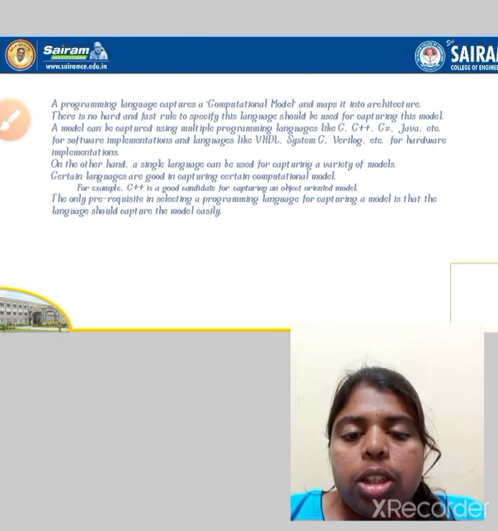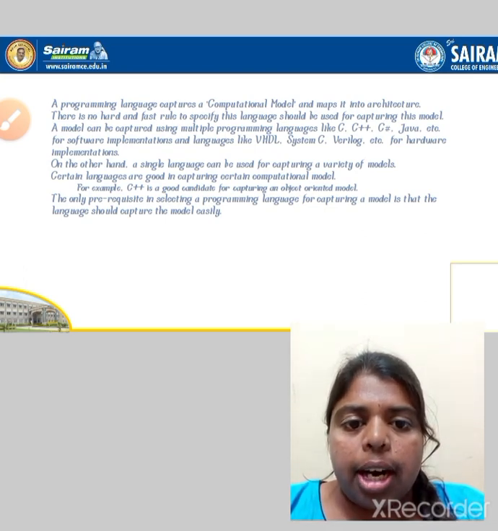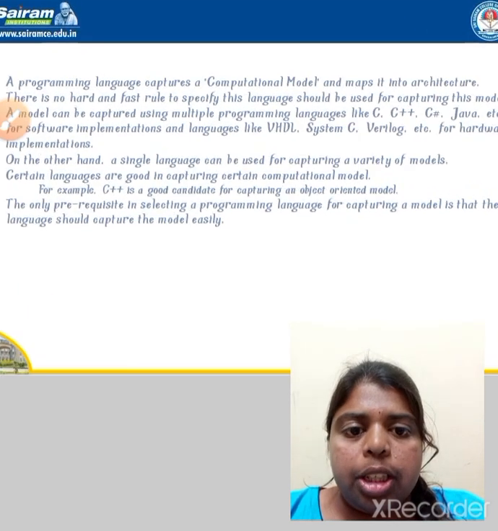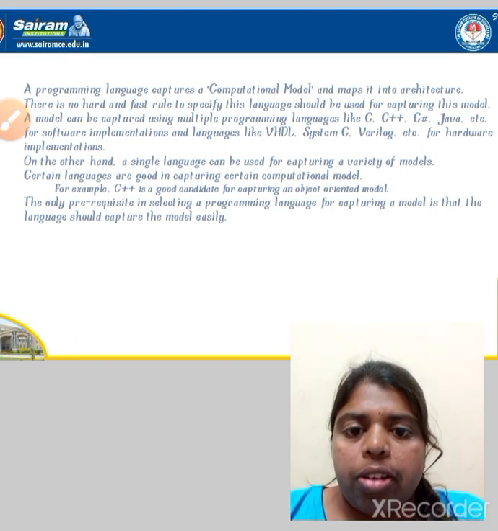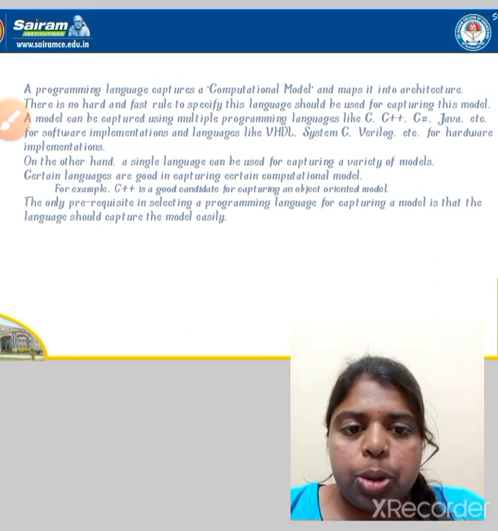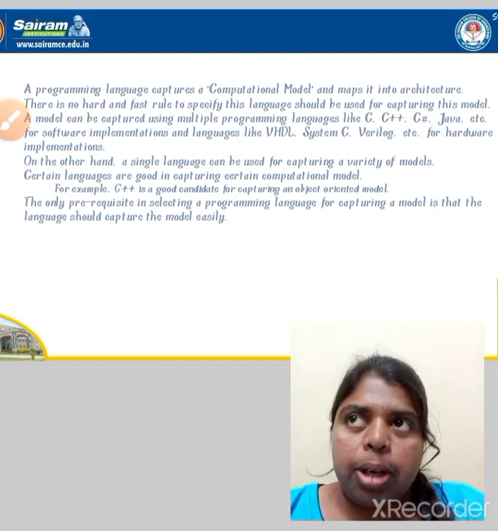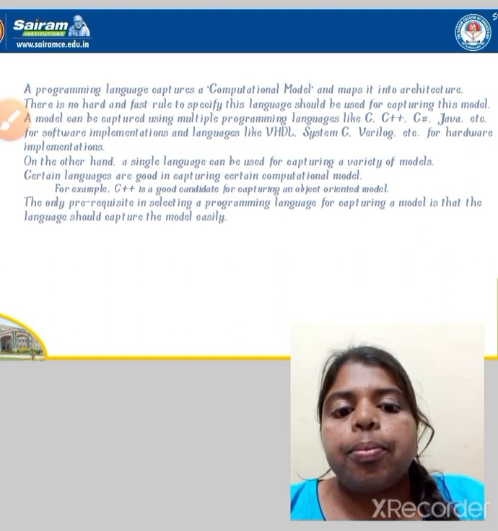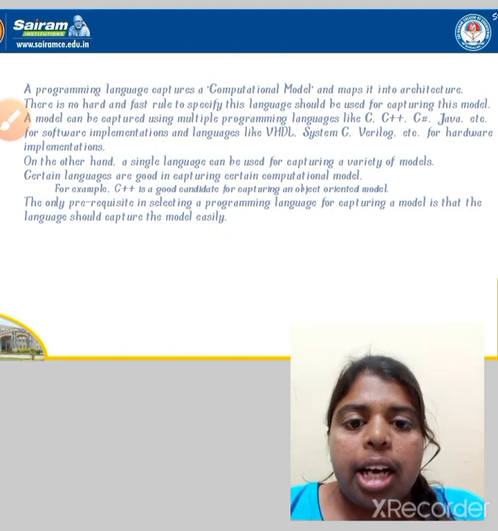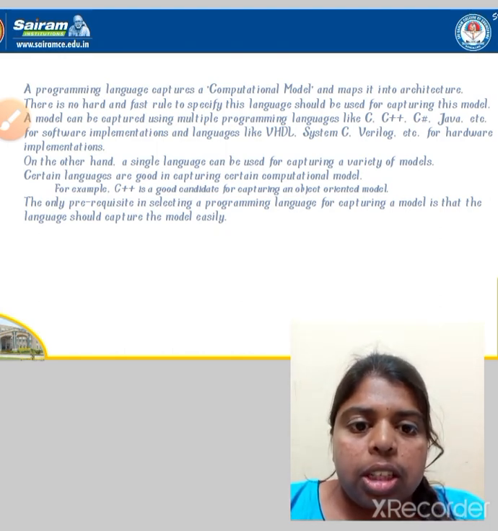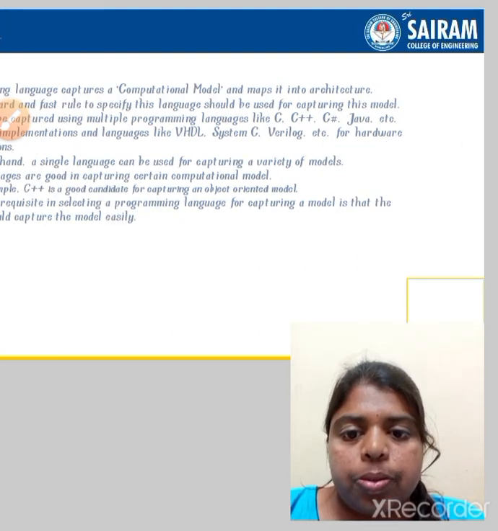A programming language captures a computational model and maps it into architecture. There is no hard and fast rule to specify which language should be used for capturing this model. A model can be captured using multiple programming languages like C, C++, Java, etc. for software implementations, and languages like VHDL, SystemC, Verilog, etc. for hardware implementations.